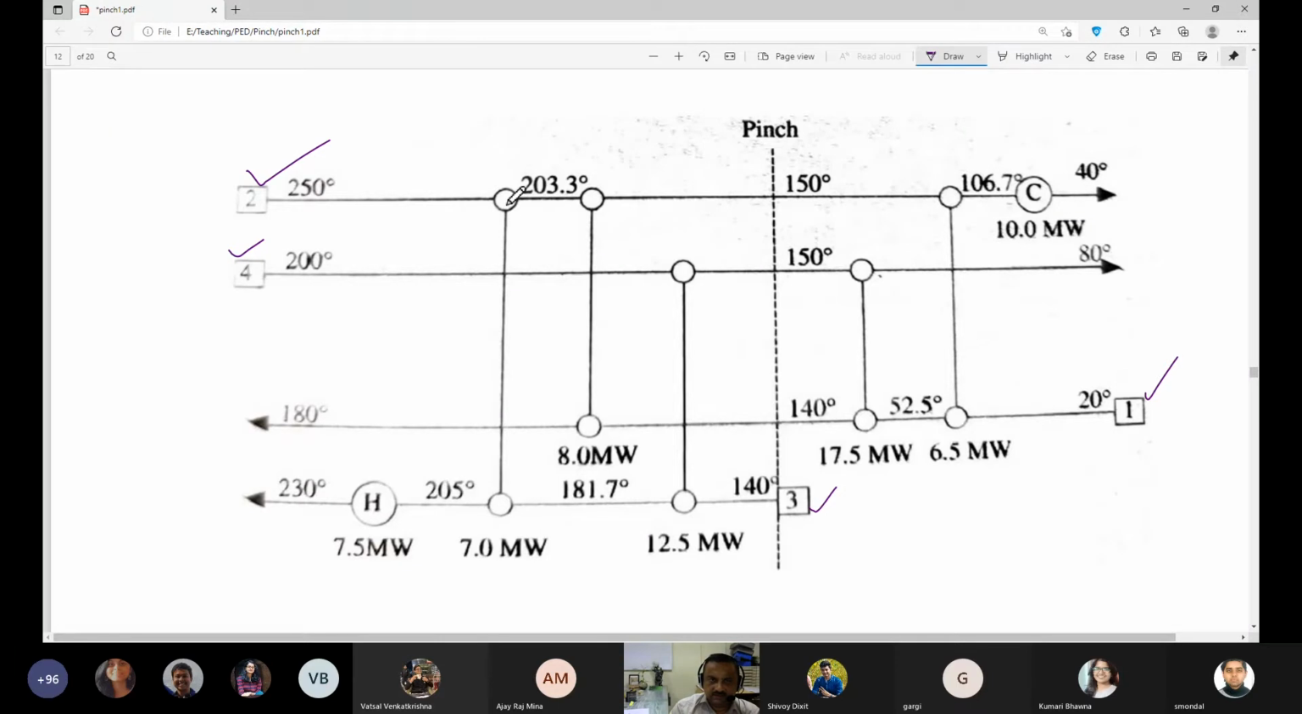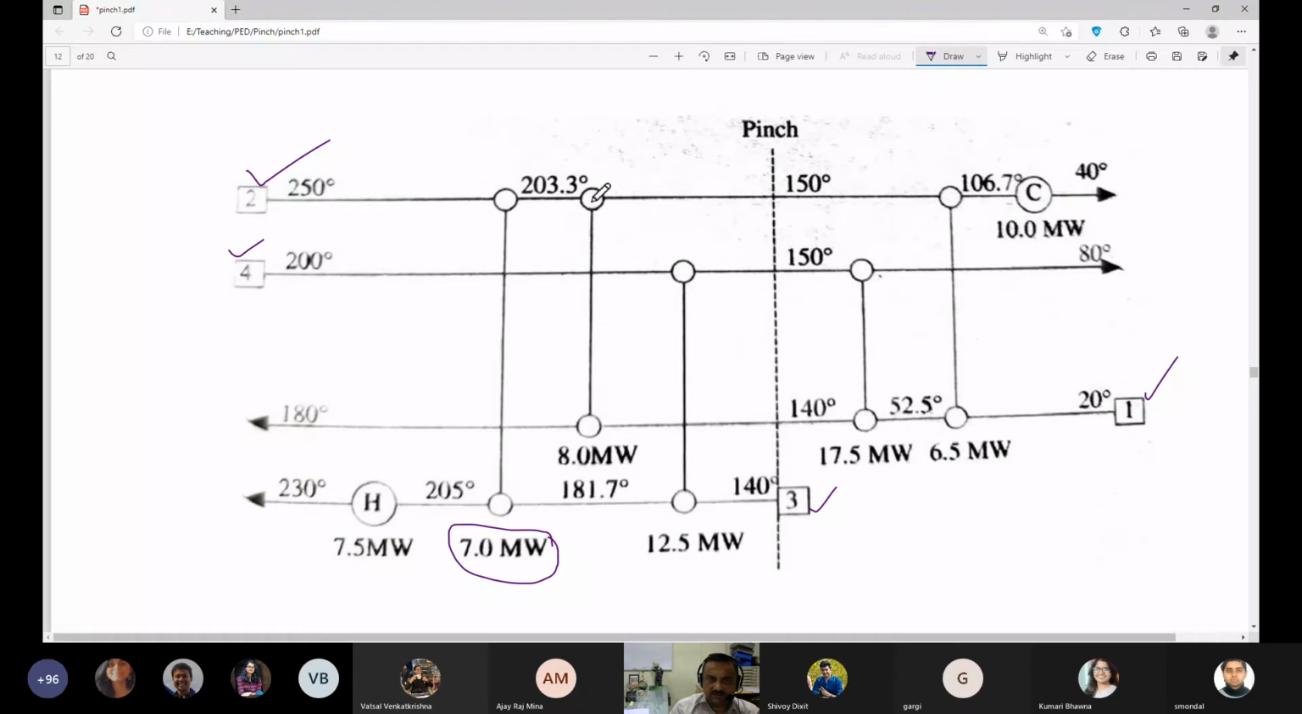You can see from here to here, I have 7 MW of heat being exchanged here. And by this exchange, here there is a reduction from 250 to 203, and here there is an increase from 181.7 to 205. Okay, that is the exchange.